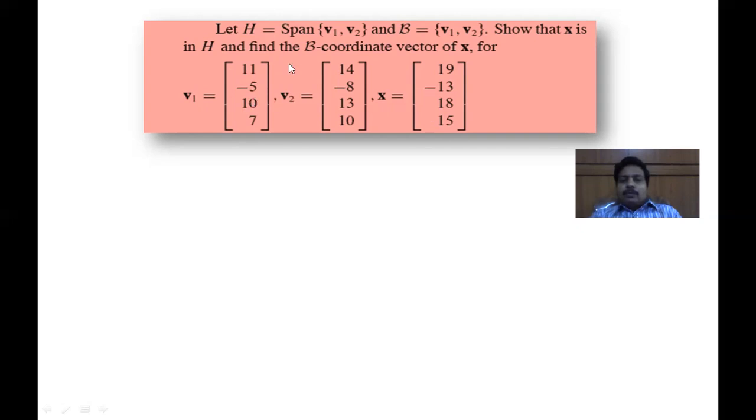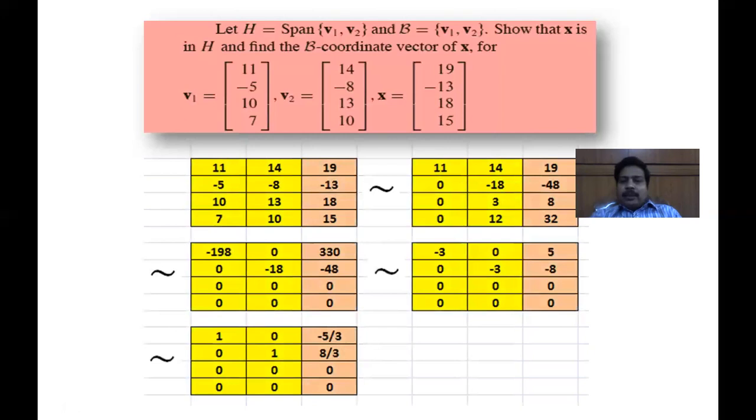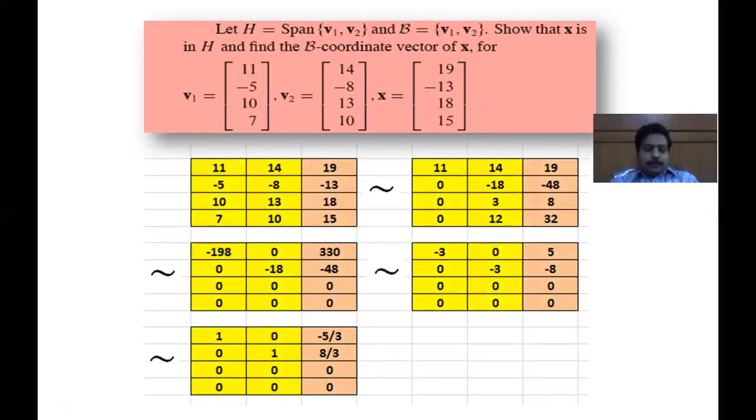So it may not look as easy, but when you convert this into a matrix form and you convert the same into a reduced echelon form, the relations will be very clear. So I'm directly using the echelon form here. The entries in the vectors are taken here. This is my first column and this is my second column and this is my X.